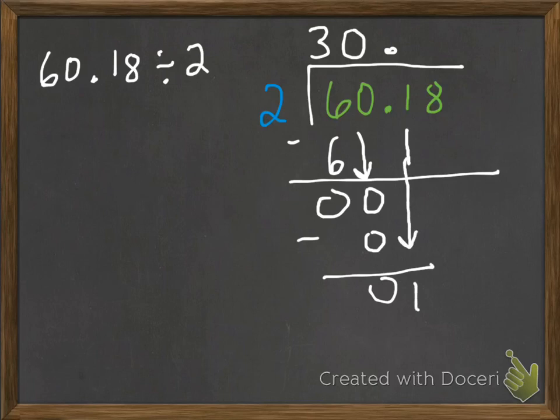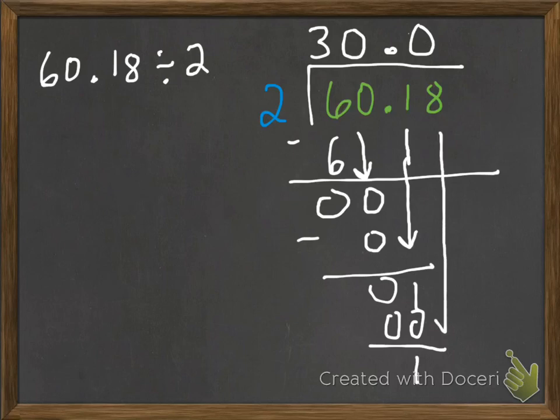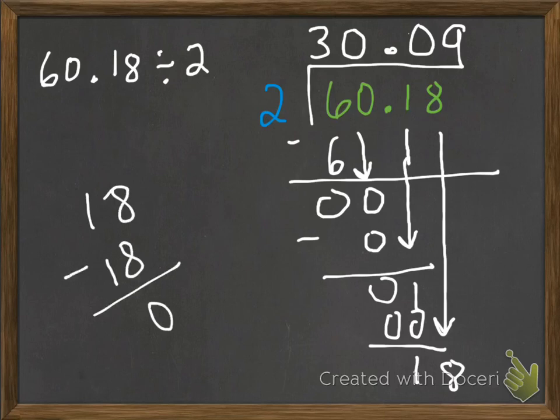How many times can 2 go into 01? That's going to be 0. 2 times 0 is 0. 1 minus 0 is 1. Bring down the 8, and we get 18. How many times can 2 go into 18? 9 times. And then 2 times 9 is 18. 18 minus 18 is 0. So the answer is 30.09.